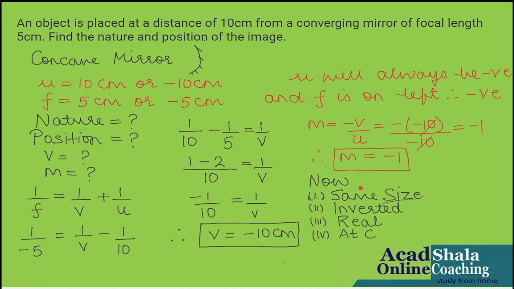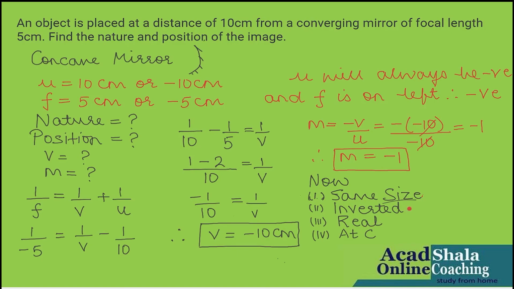Now, the second step, we will see that m has a negative sign. So a negative sign means it is inverted. This also we have done. Now, if it is inverted, again the third point automatically comes. If it is inverted, then it is real. Okay, the third point has also come: it is real.